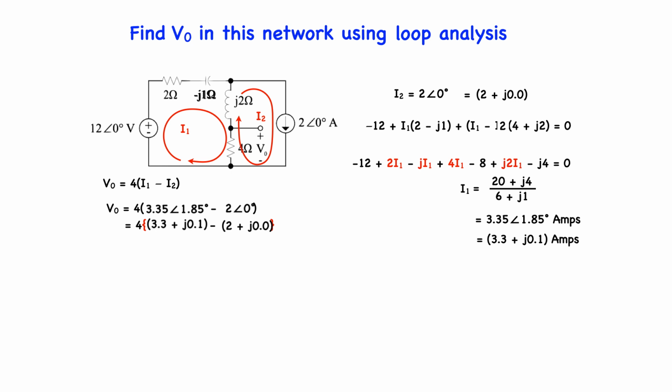Adding the two currents results in 4 times the quantity 1.3 plus J0.1. Finalizing the arithmetic, the voltage is equal to 5.2 plus J0.4 volts, and 5.42 at 4.57 degrees volts, in both rectangular and polar coordinates.